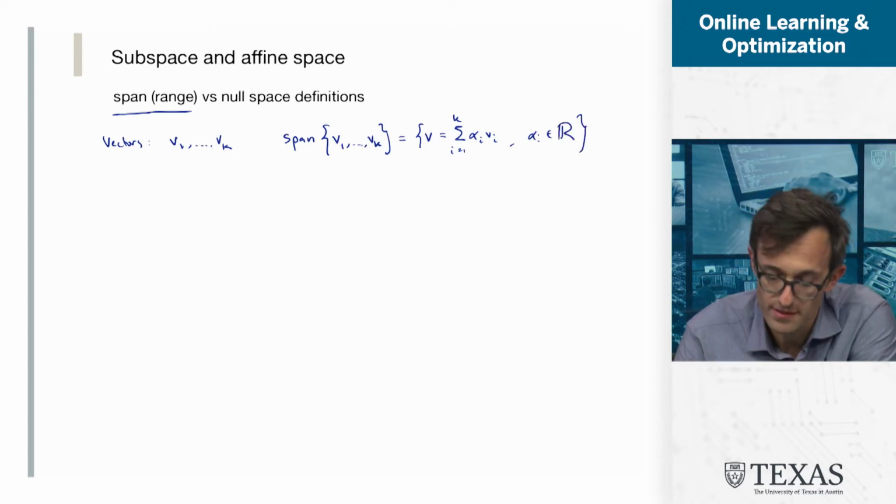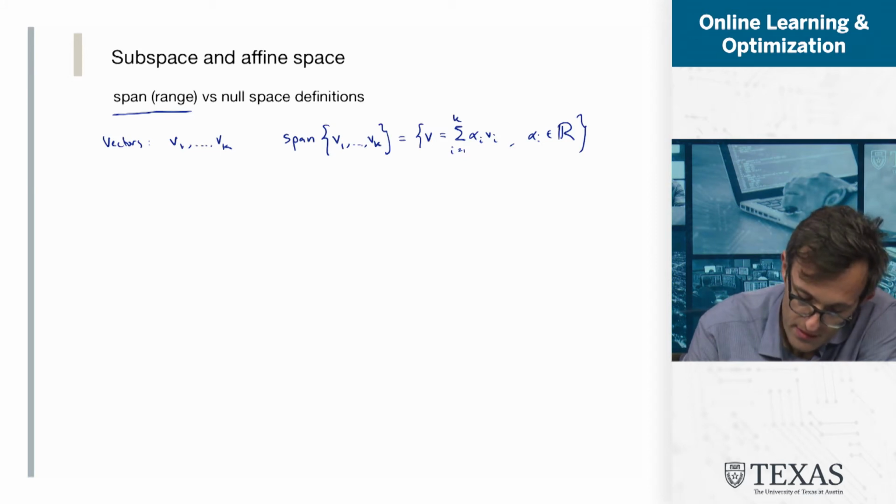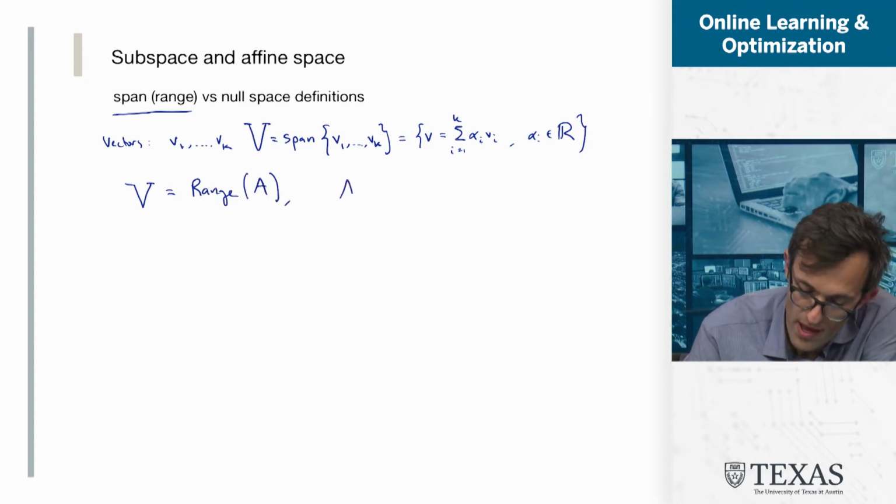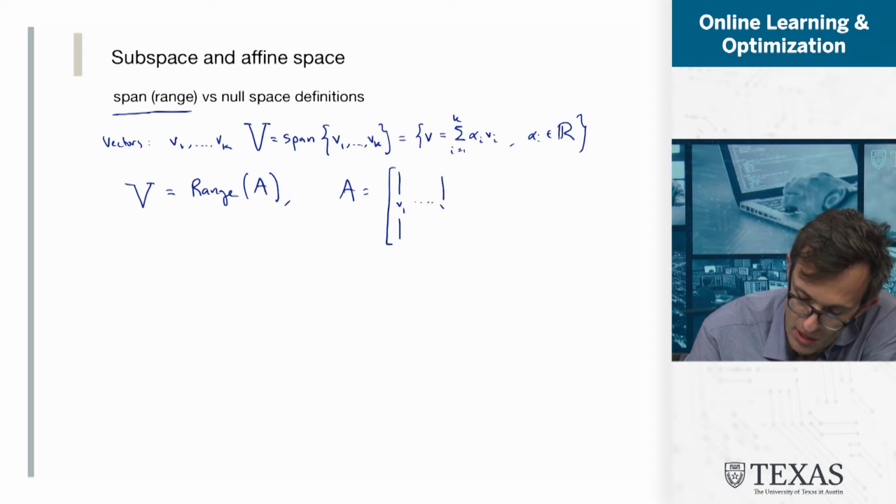Another way to write this is, so let me name this vector space V. So note that V is also equal to the range of the matrix A, where A is made up by stacking these vectors v_i as columns.